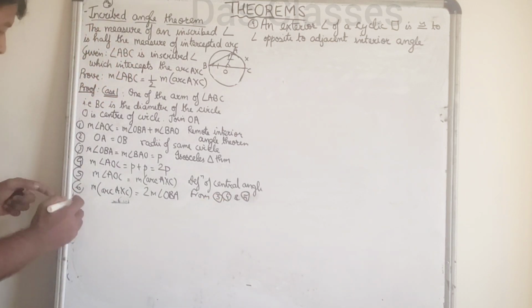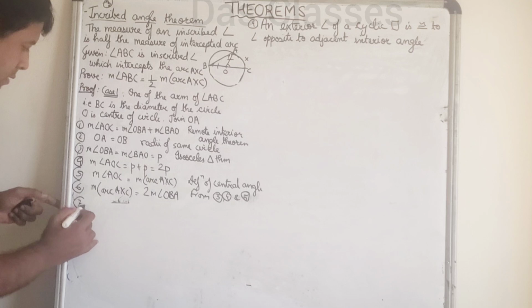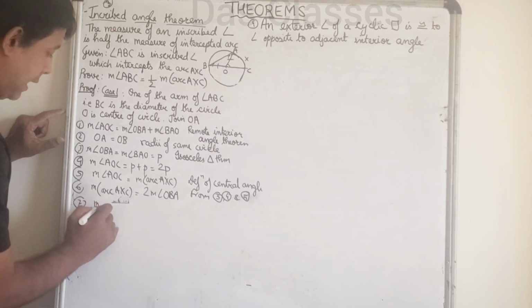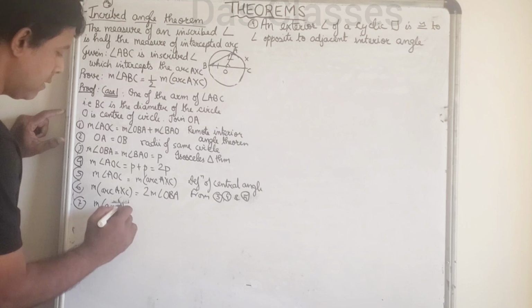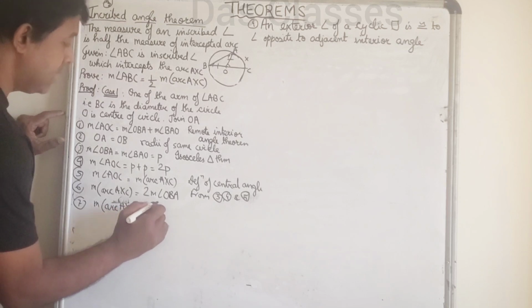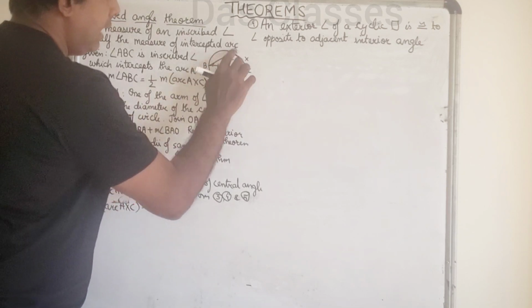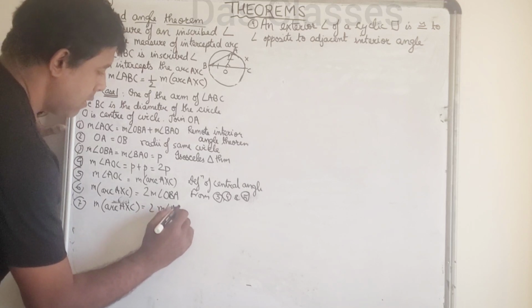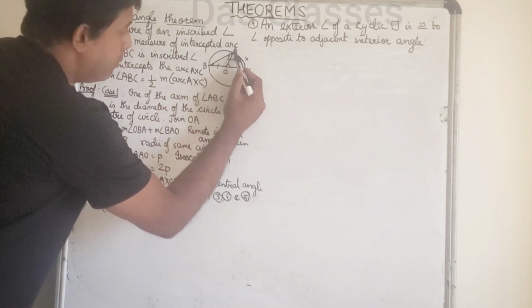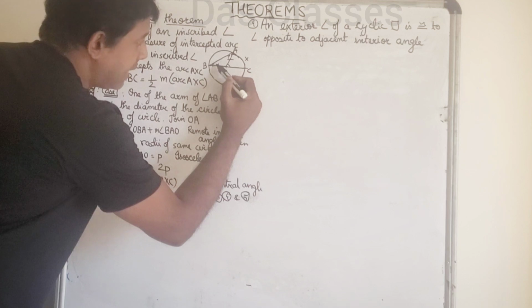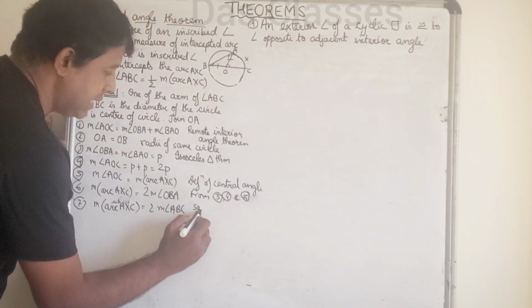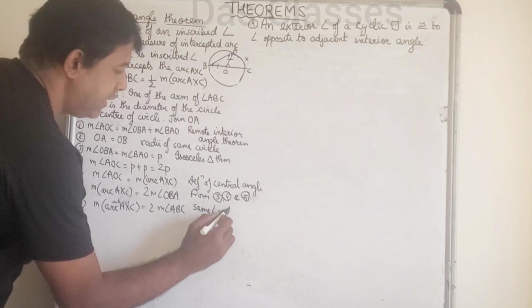I can write this. But measure arc AXC is twice measure angle OBA. Is measure angle OBA the same as measure angle ABC? See, measure angle OBA is this angle and measure angle ABC is also the same angle, though basically it's the same angle with a different name.